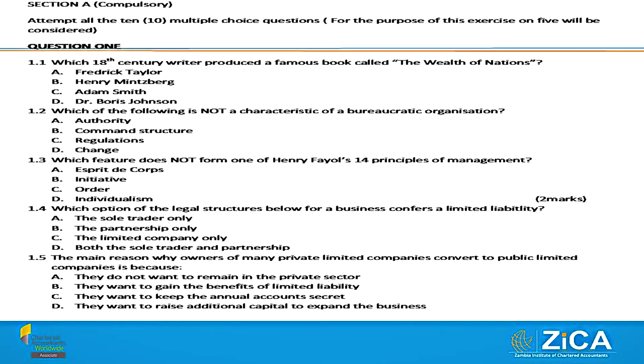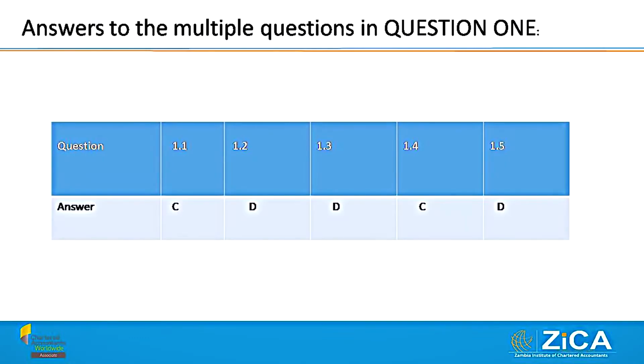And question one says, which 18th century writer produced a famous book called The Wealth of Nations? We have Frederick Taylor as A, B as Henry Mintzberg, C as Adam Smith, and D, Dr. Boris Johnson. We have others that follow in our presentation here. There are about 5. But now I'll turn to question 1, which I want us to discuss. As you can see, the answers are there.